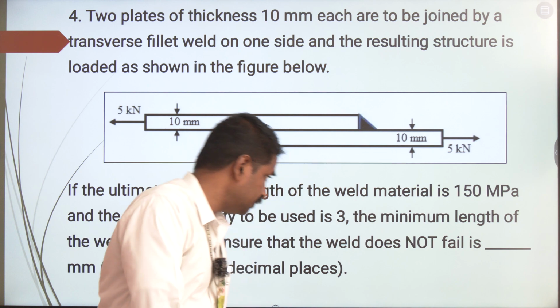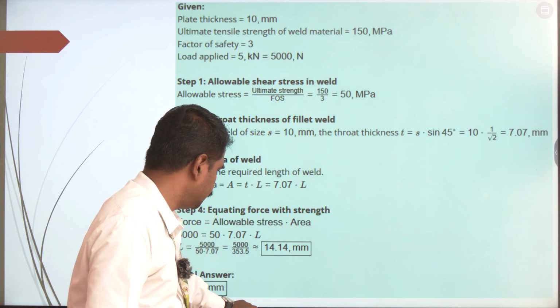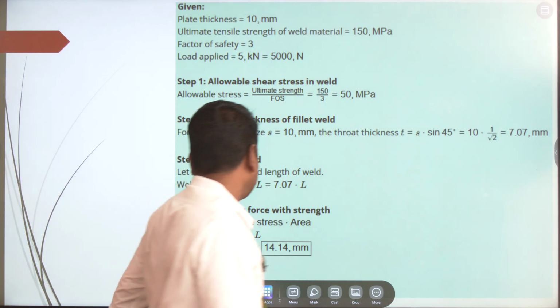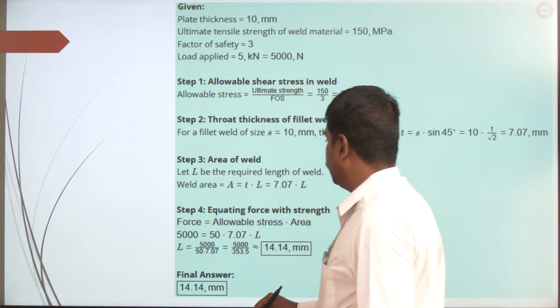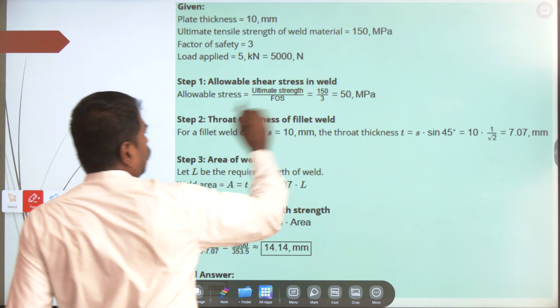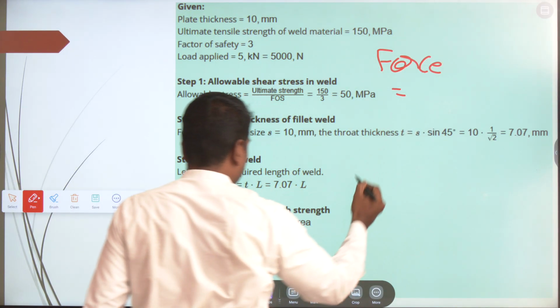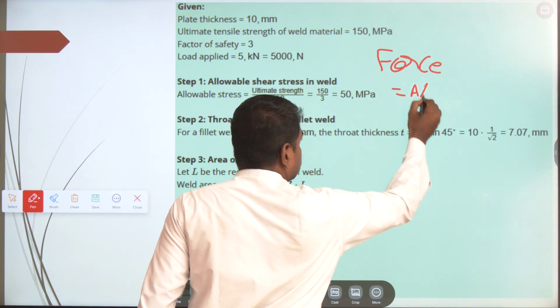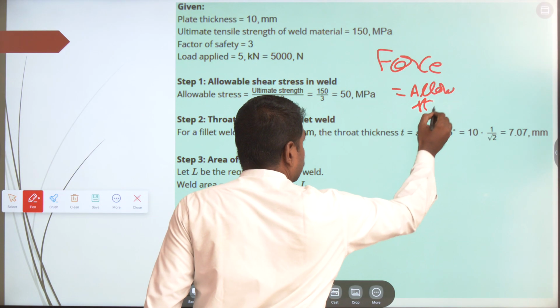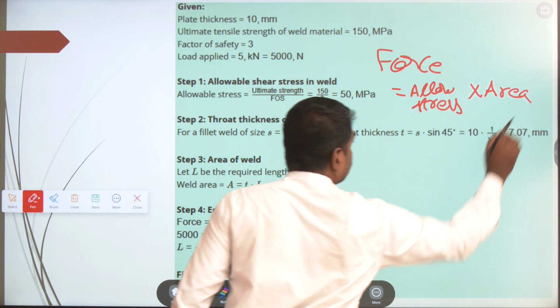So you are going to see the answer now. What we need is very simple, as you can see over here. Say for example, you have a formula: force is equal to allowable stress into area.